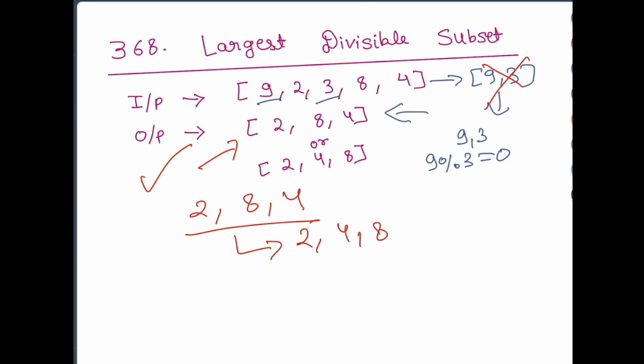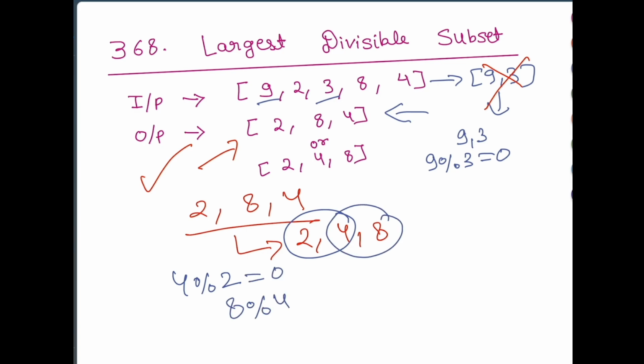And the reason for this is, if 2 and 4 is valid, that is 4 mod 2 is equal to 0, and 4 and 8 is valid, that is 8 mod 4 is equal to 0, then we obviously know that 2 will also divide 8, right? Because if 4 is divisible by 2 and 8 is divisible by 4, then we know that 8 is also divisible by 2. So if the input is sorted, it will be easy to check the condition, and we will need to check that the larger number is divisible by the smaller number.